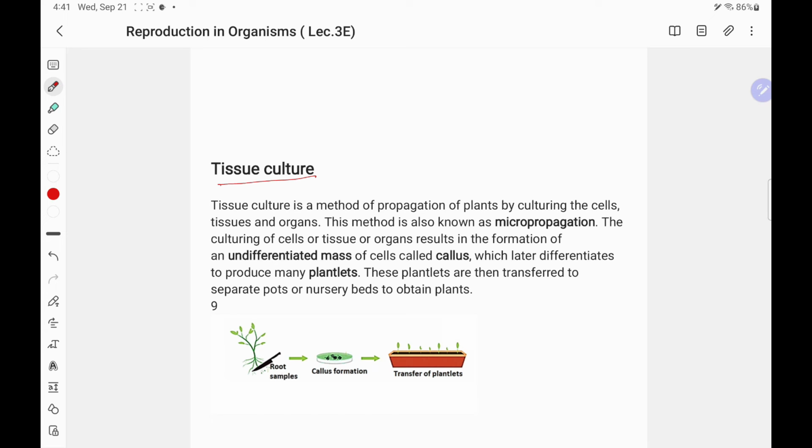The next important method is tissue culture. Tissue culture is a method of propagation of plants by culturing cells, tissues or organs. This method is known as micropropagation. Culturing of the cell, tissue or organ results in the formation of an undifferentiated mass of cells called callus, which later differentiates to produce many plantlets, and these plantlets are transferred to separate pots and nursery beds to obtain plants.